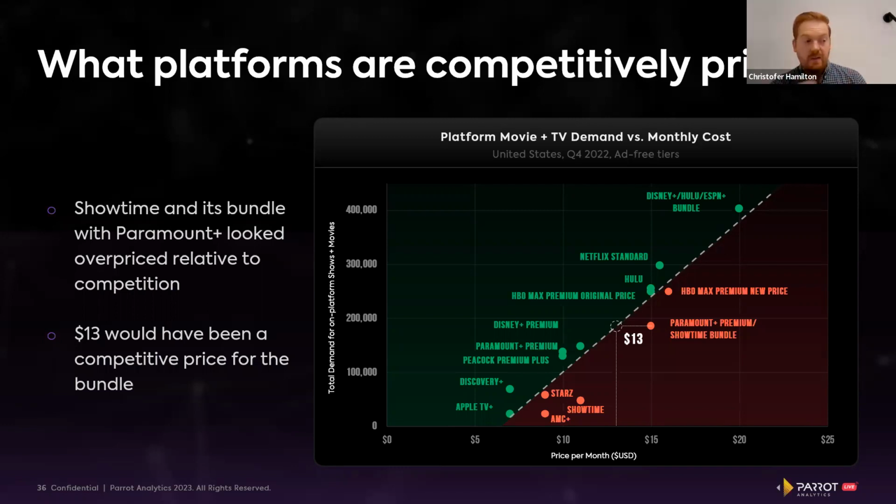We can even compare it to Starz, for example. You can see that Starz offered its subscribers more in-demand shows and movies than Showtime, and it still charged a lower price. So that's not a position you want to be in.